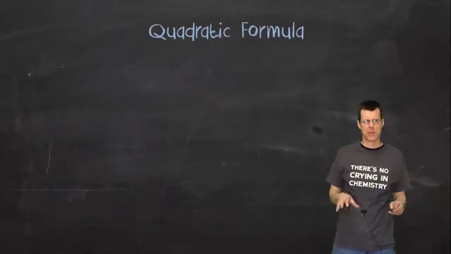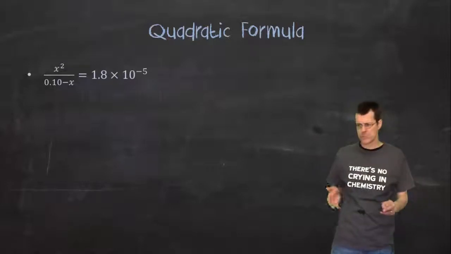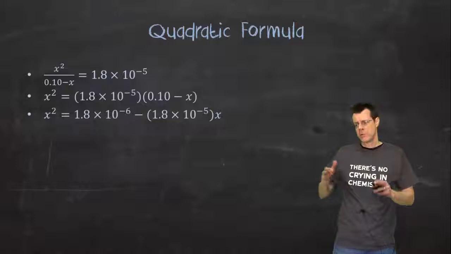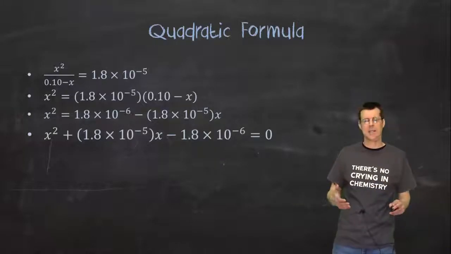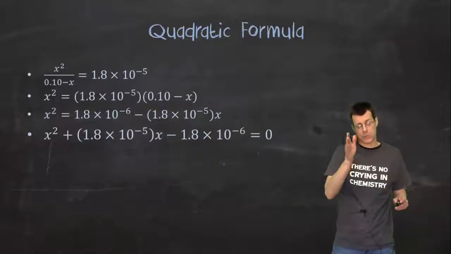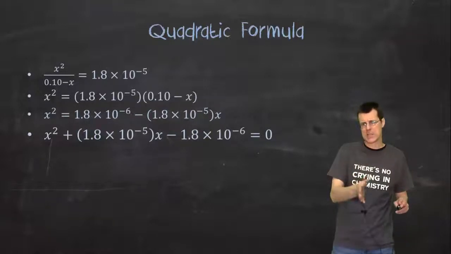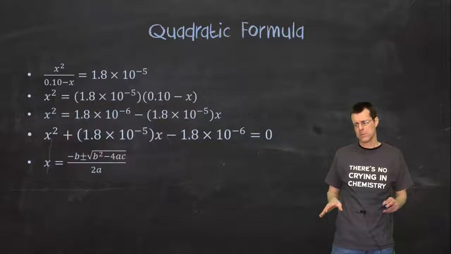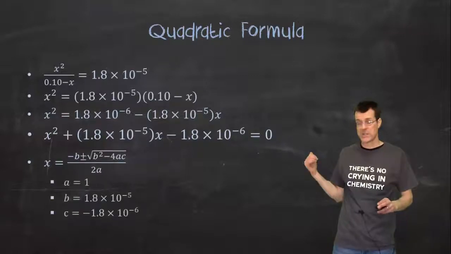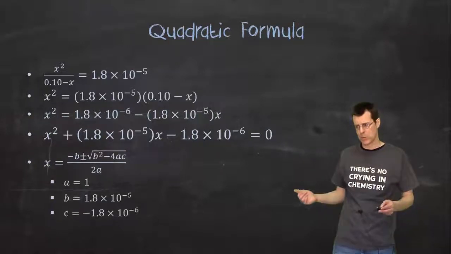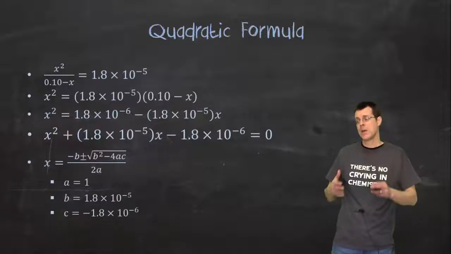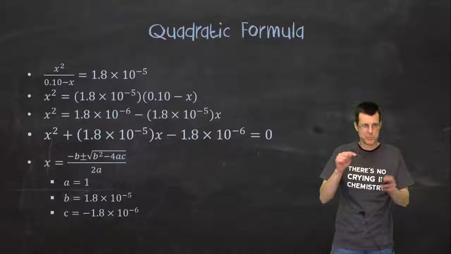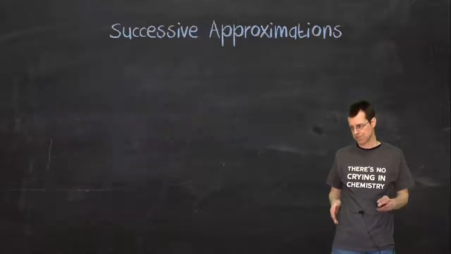Okay, so let's say you decide to go with the quadratic formula. You're going to do some rearranging. You're going to multiply things through. You're going to move everything to one side to set it up so that it's ax squared plus bx plus c equals 0. Set it up in that standard form. Dump it into the quadratic formula, where in this case a is equal to 1, b is equal to 1.8 times 10 to the exponent negative 5, c is equal to negative 1.8 times 10 to the exponent negative 6, and push all the buttons you need to push.